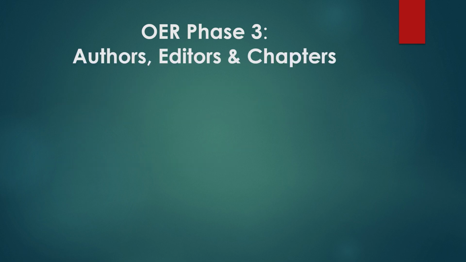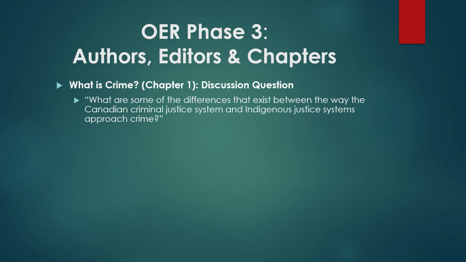So let's look a little bit at how these authors incorporated the many recommendations that were made and the guidance that Dan and I provided as editors for the book. Some great examples here of what they did. In the What is Crime chapter, which is chapter 1 of the textbook, written by Sean Ashley from Capilano University, he developed the following discussion question: what are some of the differences that exist between the way the Canadian criminal justice system and Indigenous justice systems approach crime?